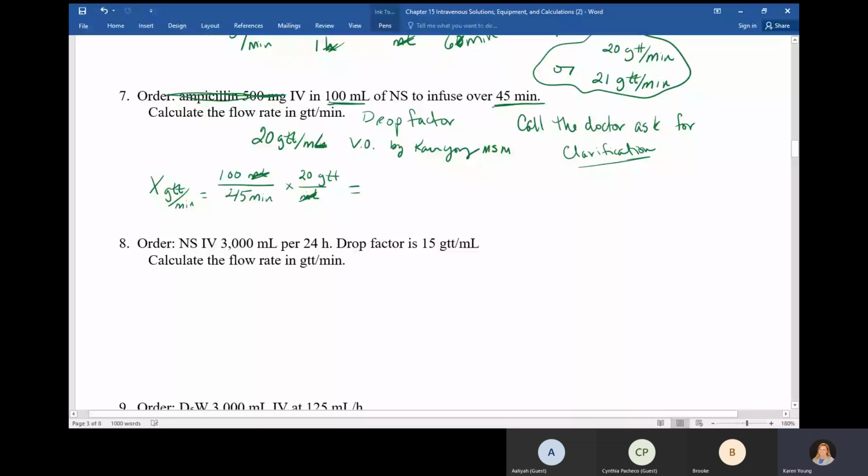Okay, I know something goes into 45 and 100 or 45 and 20, but I'm not going to worry about it because it's not easy to do. So 100 times 20 gives me 2,000. I'm going to divide that by 45. See, I only do the easy cancellations. If it's going to take me a while to do one, then I'm not going to do it. So it's 44.44. So how many drops per minute would I be giving?